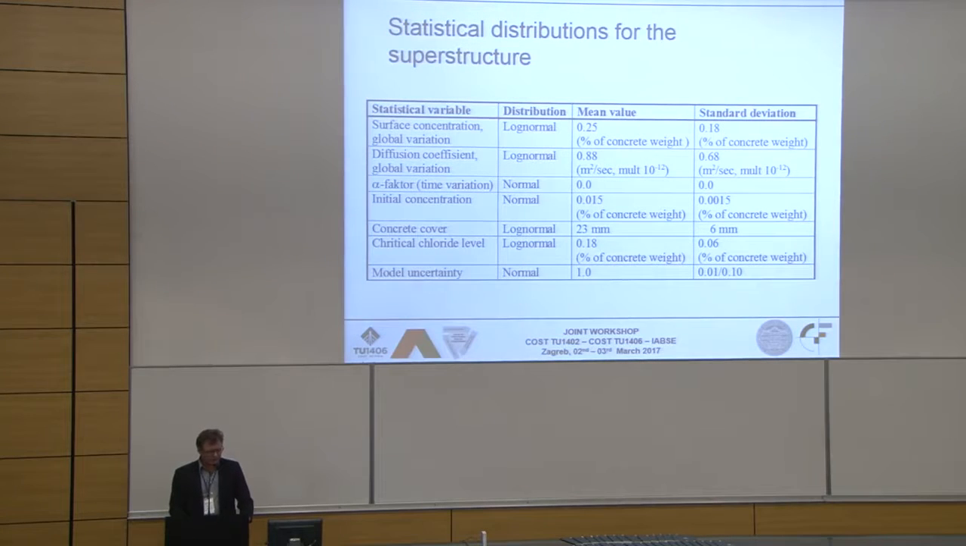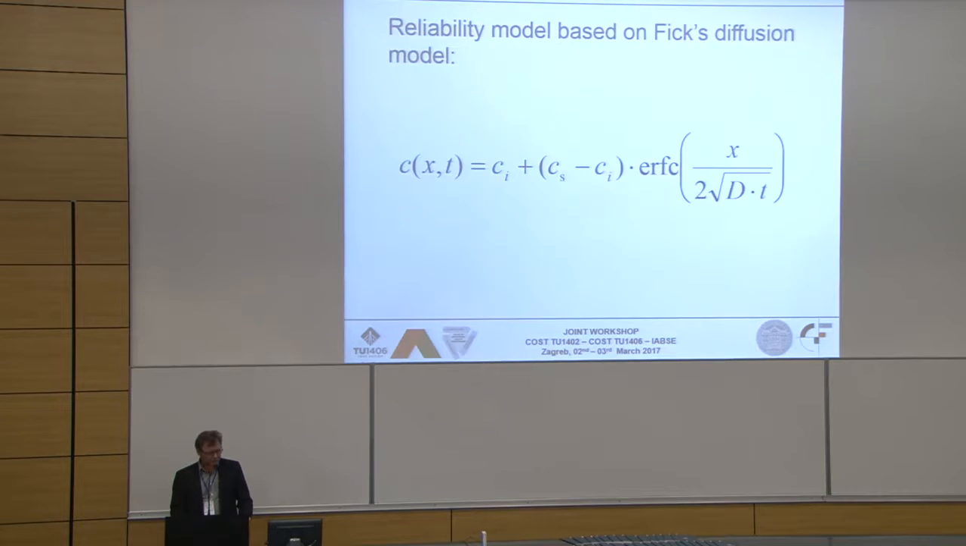Initial concentration at the armor is based on a literature study, 0.015% of concrete weight. Concrete cover is 23 millimeters on average, but the standard deviation is pretty high, 6 millimeters. And the critical chloride level, also based on a literature survey, is 0.18%, with a standard deviation of 0.06. Model uncertainty is optimistically put at 1.0, and the standard deviation is varied at 0.1% and 10%. The results I will show are based on the 10% variation.